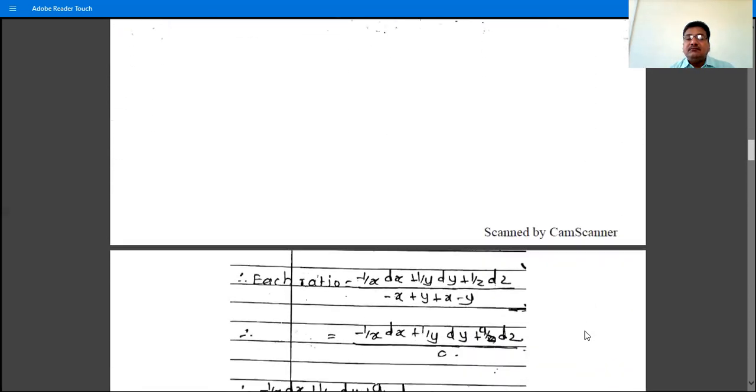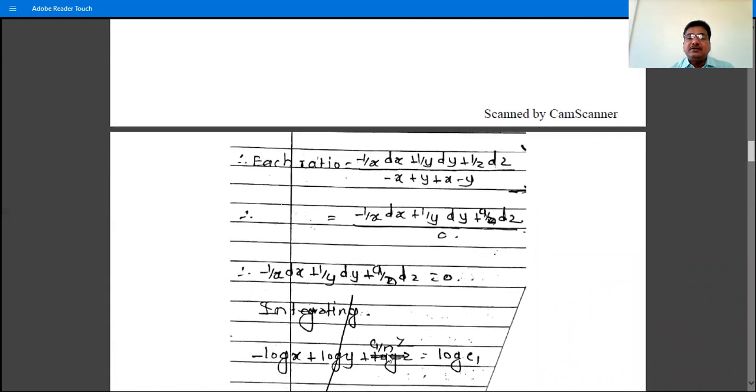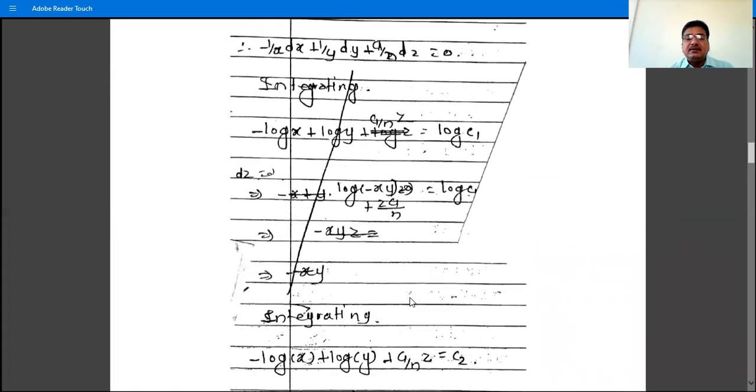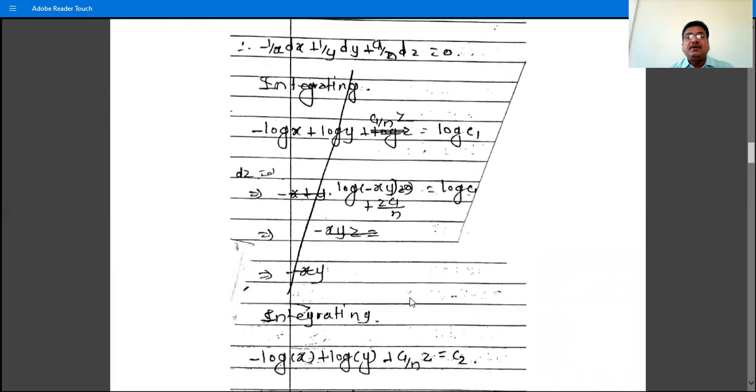So the numerator sum is 0, and therefore we have minus 1 by x dx plus 1 by y dy plus c1 by n dz is equal to 0. And after integration, we have minus log x, integration of minus 1 by x is minus log x, plus log y, plus c1 by n is constant, and integration of dz is z, is equal to c2.